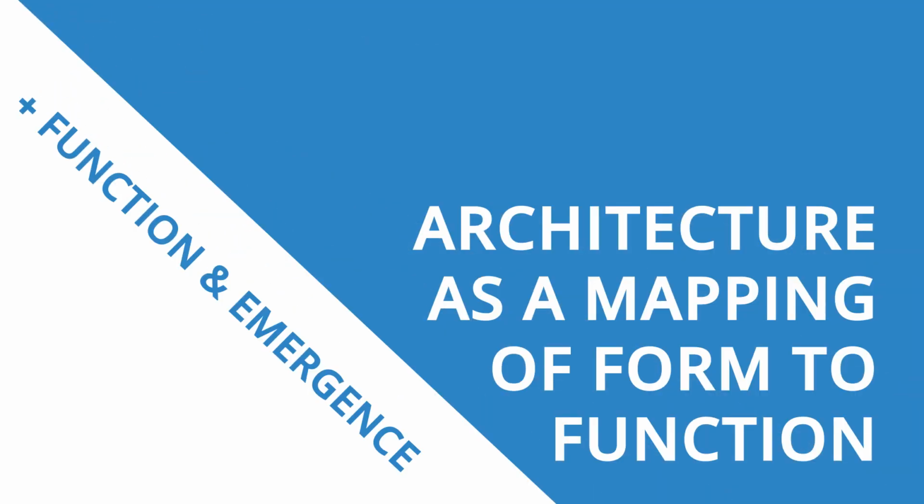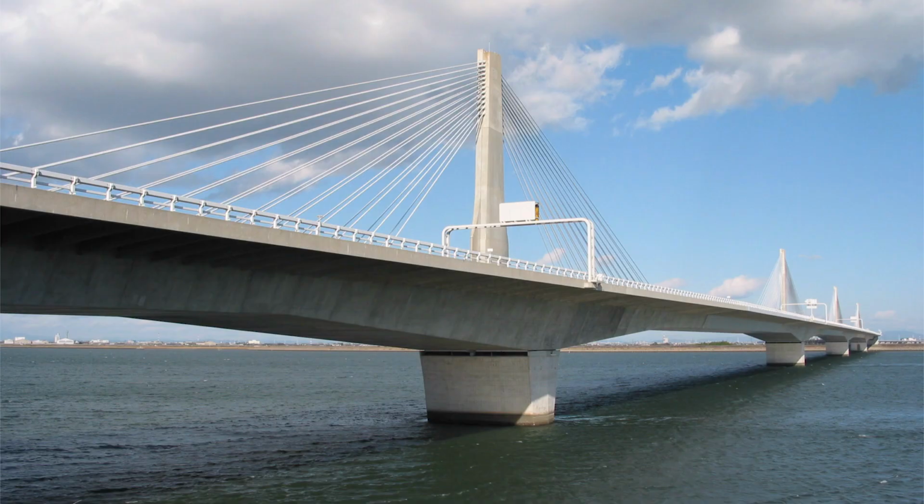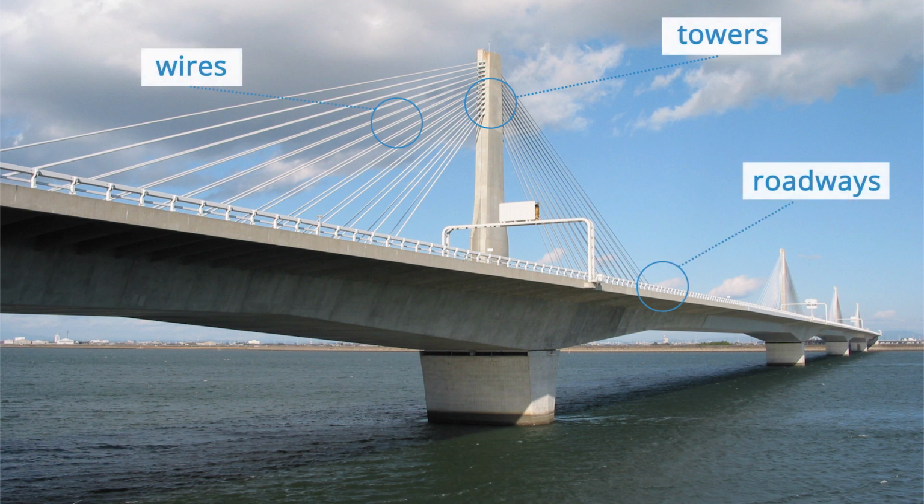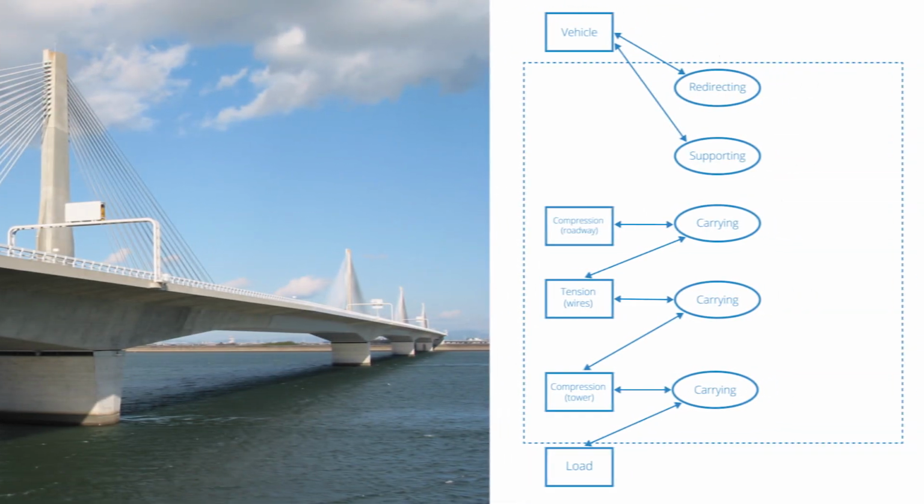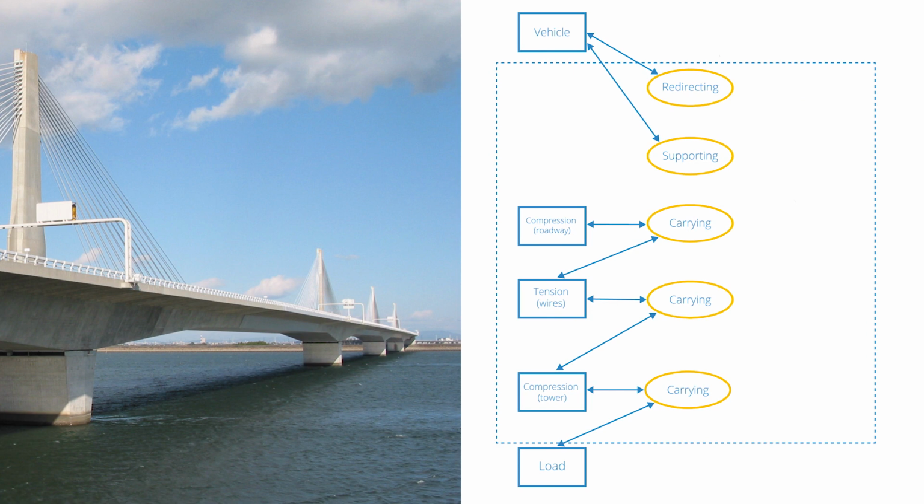Architecture is the mapping between form and function, and we're going to return to our example of the cable-stayed bridge to show this mapping. By looking at the figure, we can see the elements of form: the towers, the wires, the roadways, and so forth. And by looking at the functional architecture, we can see the internal processes and the associated internal and external operands: the redirecting of the vehicle, the supporting of the vehicle, the carrying of loads, and so forth.